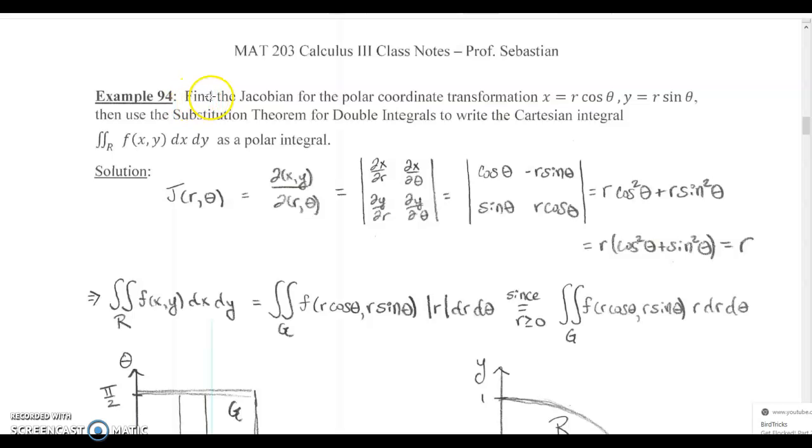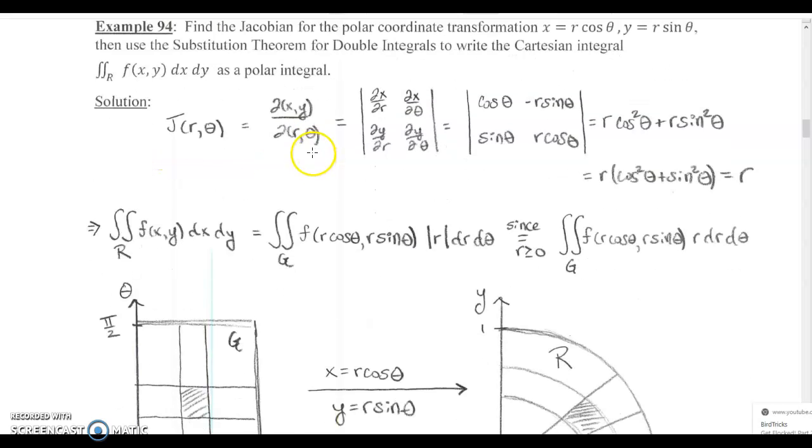So in example 94, let's find the Jacobian for the polar coordinate transformation, x equals r cosine theta, y equals r sine theta. What I'm trying to do here is to show you how this mathematical transformation is the same thing as understanding the polar coordinate system and transforming the double integral the way I've showed you geometrically prior. Okay, so then we're going to use the substitution theorem for double integrals to write the Cartesian integral over R of f of x y dx dy as a polar integral.